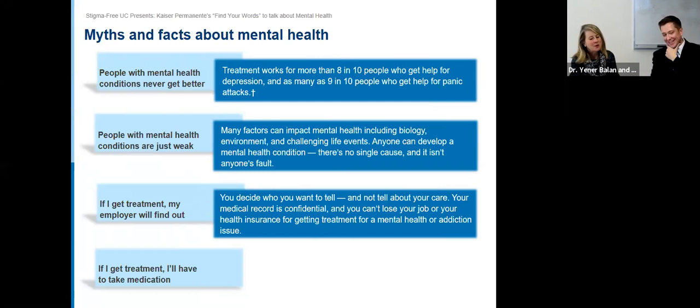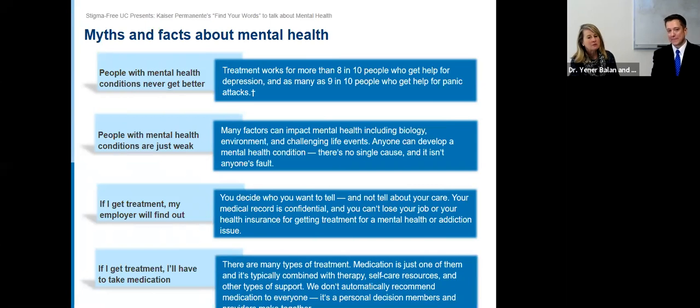Sure. There are many forms of treatment for different mental health conditions. Medication can be very effective for treatment, but there are many other effective forms of treatment, including individual psychotherapy or talk therapy, as you said earlier, group therapy and other things.